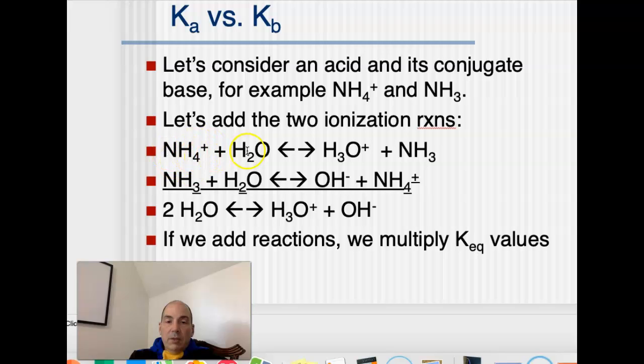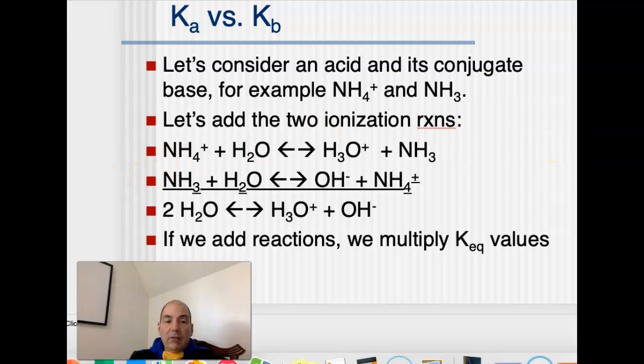So ammonium plus water would give us a reaction of hydronium plus ammonia. Ammonia, a base, plus water would give us hydroxide plus ammonium. If I were to add these two reactions up, I get our water reaction. Two waters yield hydronium plus hydroxide. Well, let's think about Keq and what we learned in the previous unit. When we add up reactions, we multiply the K values.